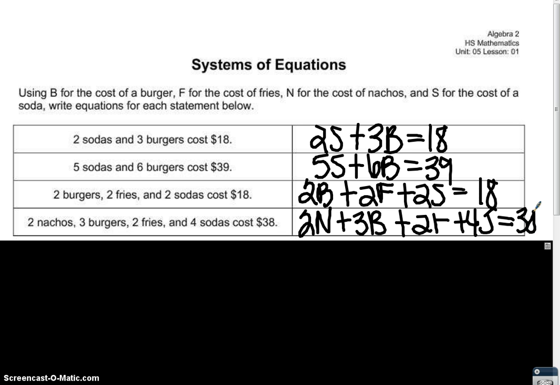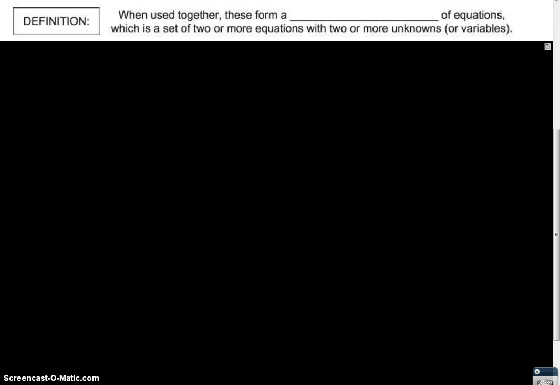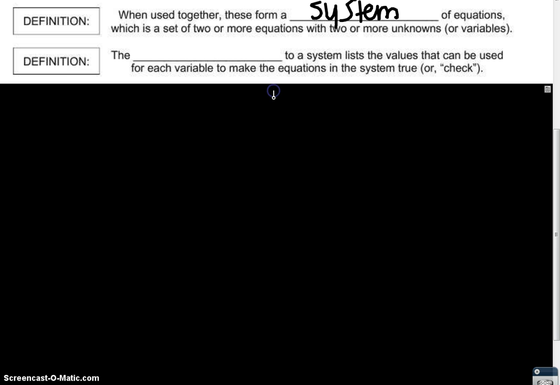Okay, so let's look at some definitions. My first definition says, when used together, these form, I need you to write in, system. A system of equations, which is a set of 2 or more equations with 2 or more unknowns or variables. So the next one says, the solution to a system lists the values that can be used for each variable to make the equations in the system true. So this one should be solution.